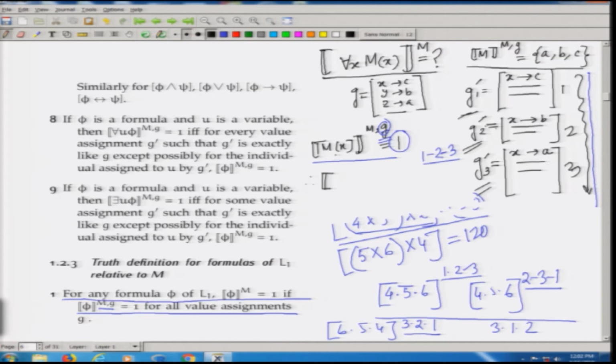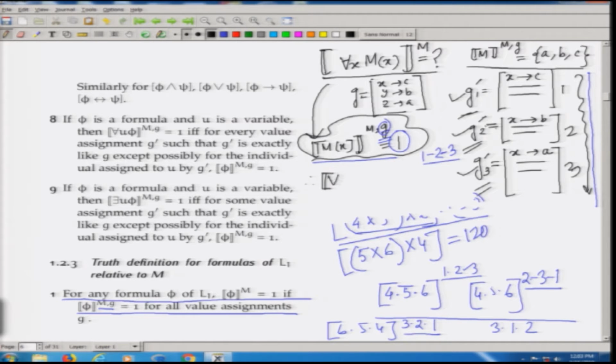So the first thing is, you see this is 1 if and only if this is 1, if and only if this is 1. We have seen for all value assignments g that this is the rule: phi is a formula and u is a variable. All u phi, that is our all x mx, is 1 if and only if for every value assignment g prime, such that g prime is exactly like g except possibly for the individual assigned to u by g prime, the denotation of phi with respect to m and g prime is 1. So that is what we have seen: we have calculated for each and every value assignment, and phi, which is our mx, is 1.